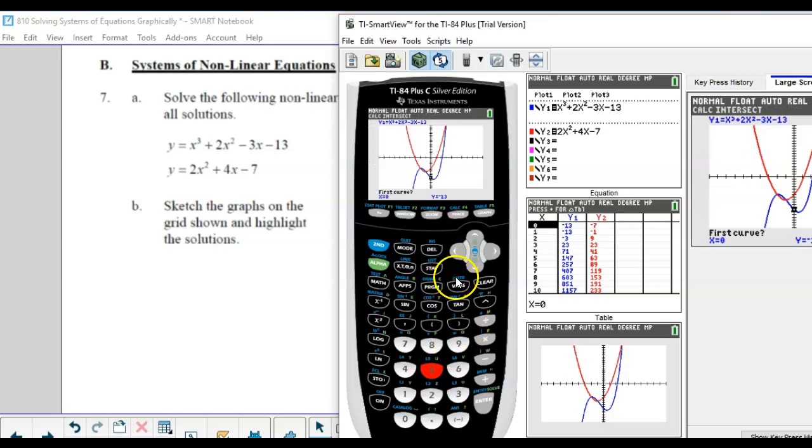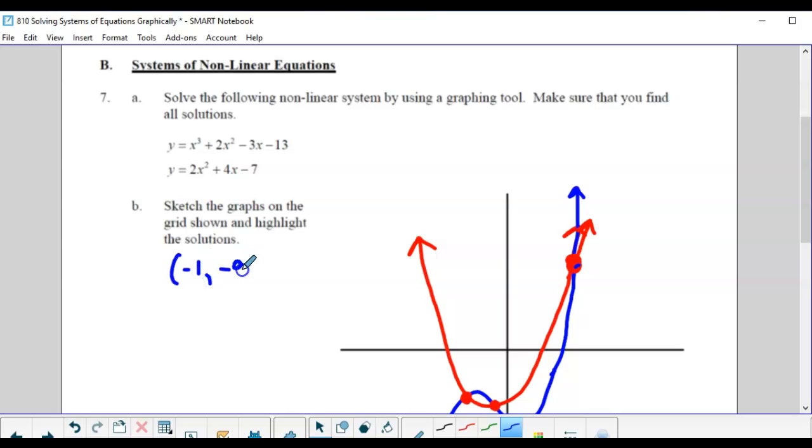Now you'll see it flashing and it says first curve. So enter on that, and then it flashes on the second one. Enter on that, and then guess, enter on that. So it's really just enter, enter, enter. It goes to the closest intersection point to where your cursor was. So that is x equals -1, y equals -9. So -1, -9.